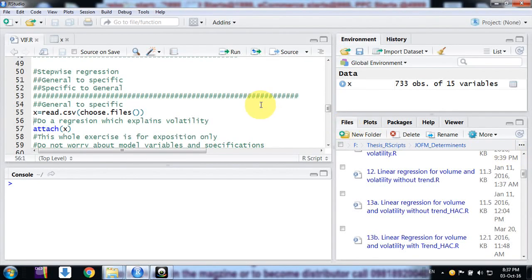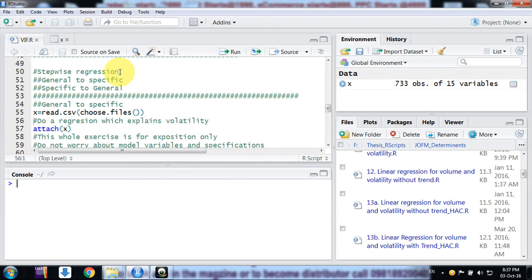Hello friends, in earlier videos recently I had discussed how to compute VIF, variance inflation factor. Now I need to use it, how to use this VIF for regression purpose. So friends, this is called stepwise regression. We do multiple regression and keep the best one.